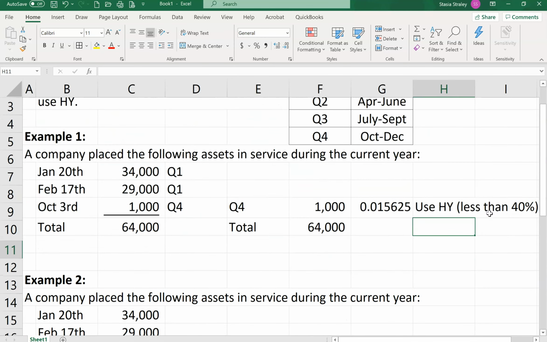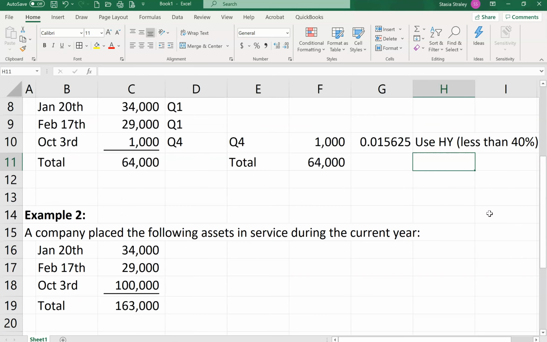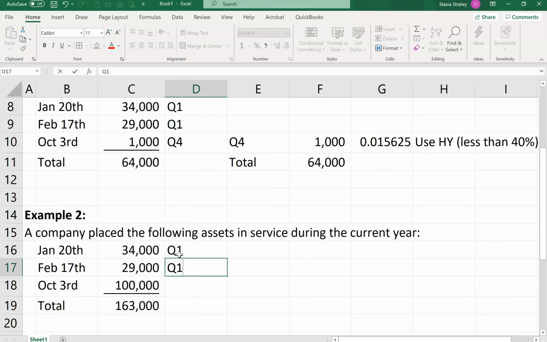Okay, so then let's look at our example number 2. A company placed the following assets in service. They had on January 20th, again, the $34,000, so Q1. February 17th, $29,000, Q1. And then on October 3rd, now this time instead of $1,000, they're going to place in service $100,000. So either more assets or just a larger asset. So this is going to be a Q4 placed in service, and then a total of $163,000 for the year.